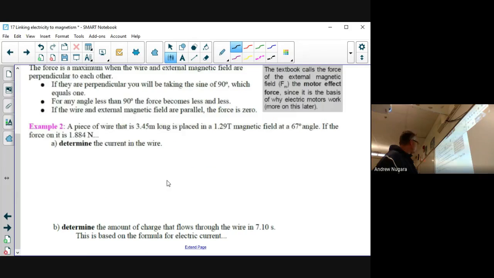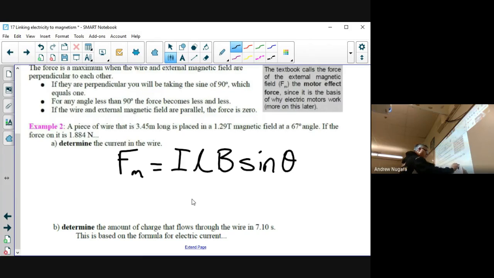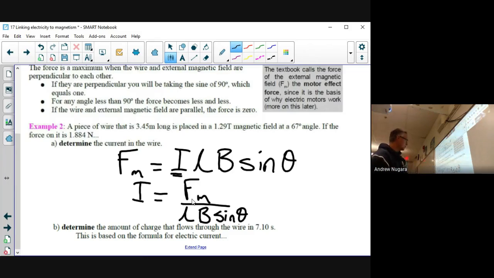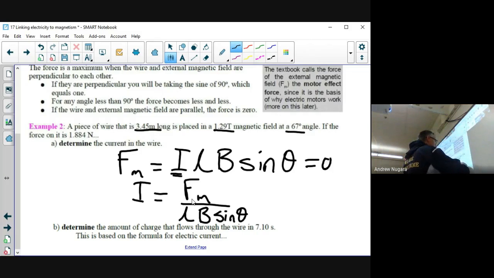Okay, so then you can go down and look at these two questions. They're pretty straightforward. A piece of wire that is this long is placed in this magnetic field at this angle. If that's the force on it, determine the current in the wire. Pretty straightforward. Fm equals I, L, B, sine theta, and we're looking for the current. I equals Fm over L, B, sine theta, and then it's just a matter of plugging those numbers in. L, B, sine of 67, and the answer for this question is 0.45 amperes.